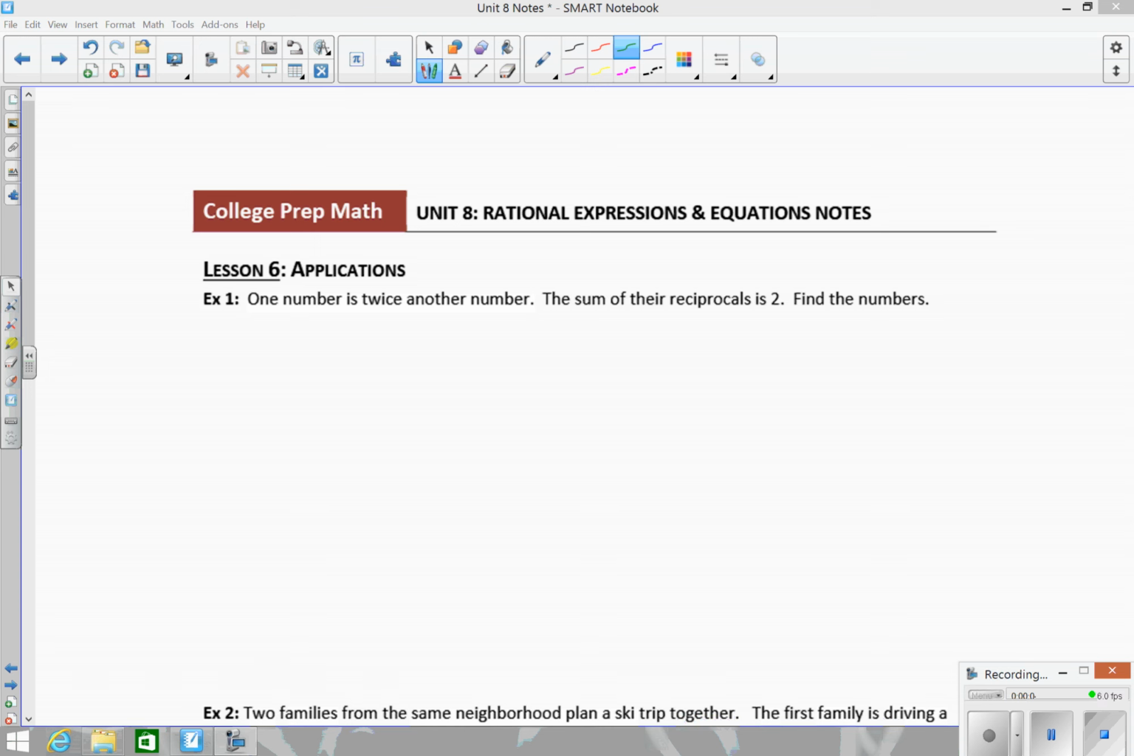In lesson 6, we're going to look at applications with rational equations. For this first example, we have a scenario where one number is twice another number, and the sum of their reciprocals is 2. We want to find the numbers.